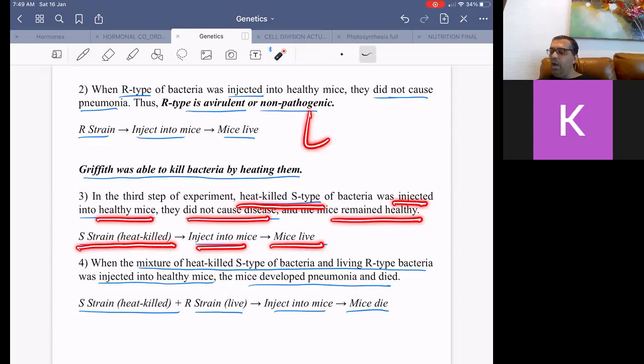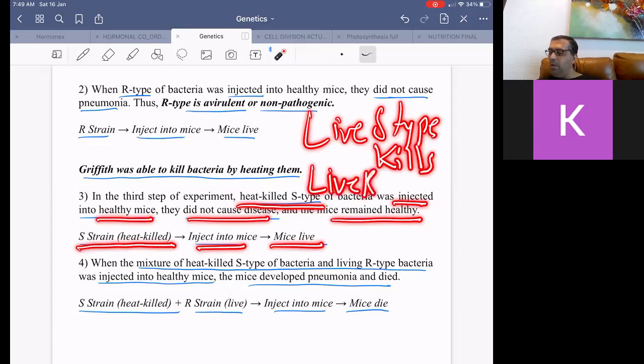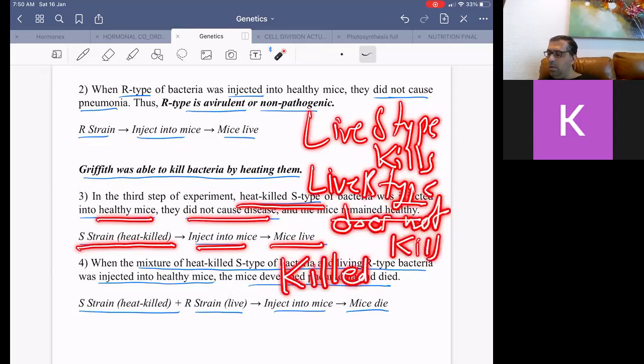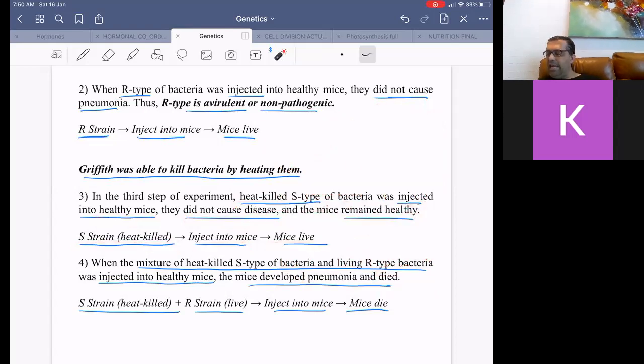So live S-type kills. Live R-type does not kill. And killed S-type does not kill.